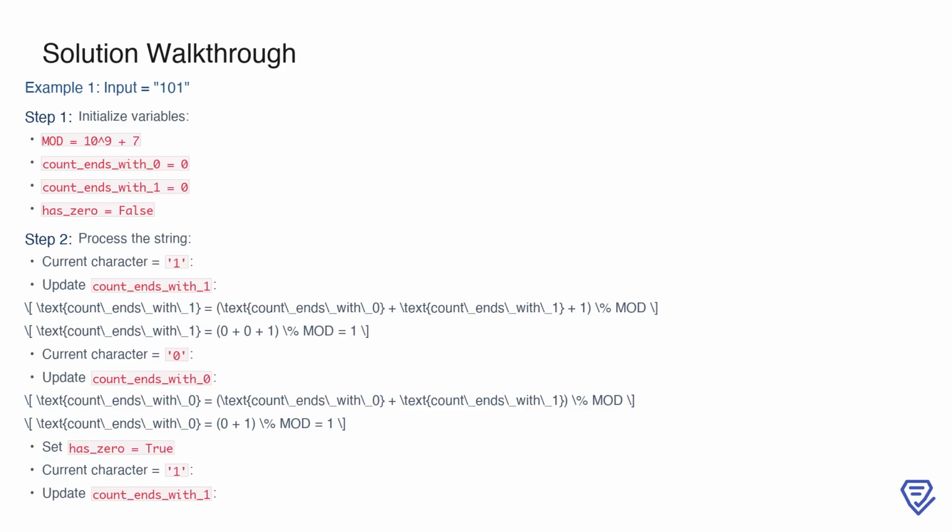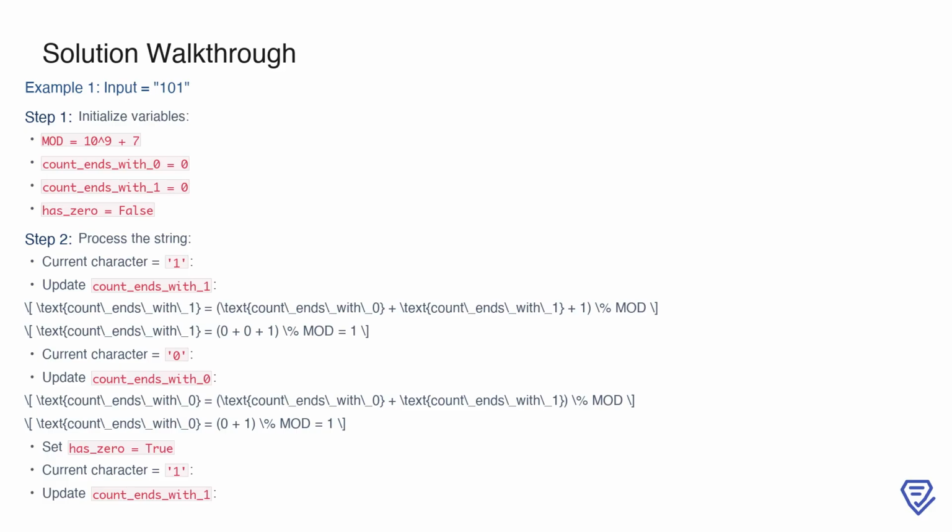Now, as we process the string, the first character is 1. Here, we update count_ends_with_1 using the formula, the sum of count_ends_with_0, count_ends_with_1, and 1, all modulo mod. Substituting the initial values, this update gives us count_ends_with_1 equal to 1. Moving to the next character, 0, we update count_ends_with_0 as the sum of count_ends_with_0 and count_ends_with_1, modulo mod. This evaluates to 1. At the same time, we set has_0 to true because we encountered a 0.